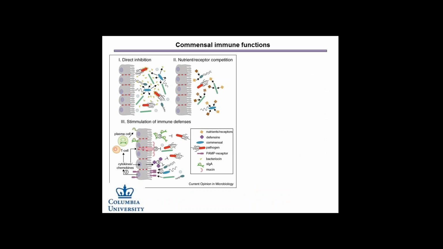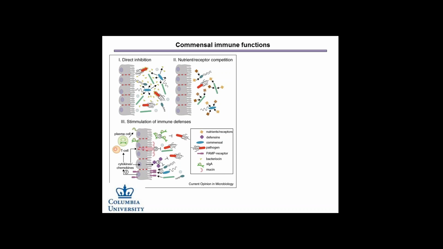In terms of immune functions, we know that commensal bacteria are important for providing protection against pathogens and infections, and this can be generally summarized in three ways.